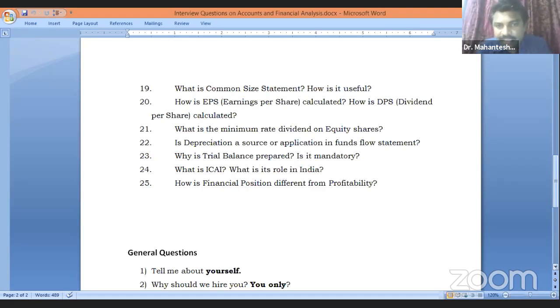How is financial position different from profitability? Profitability indicates the performance of a company for just 1 year. Financial position is much broader in perspective. Profitability is also part of the financial position. Financial position includes profitability, liquidity, solvency, market performance. So financial position is a broader terminology, whereas profitability is a narrow terminology.